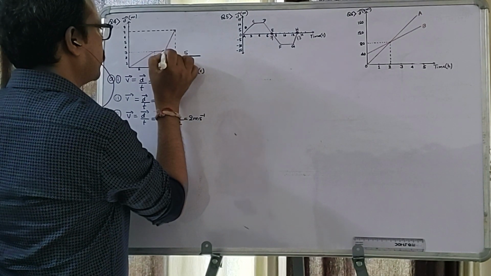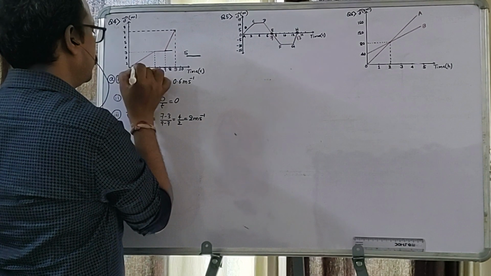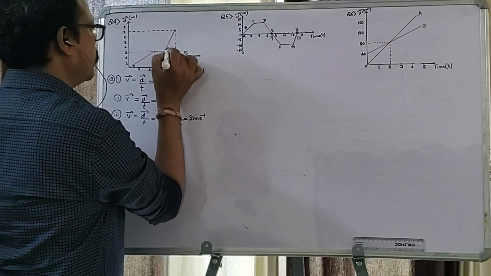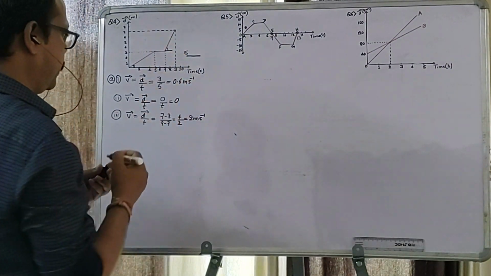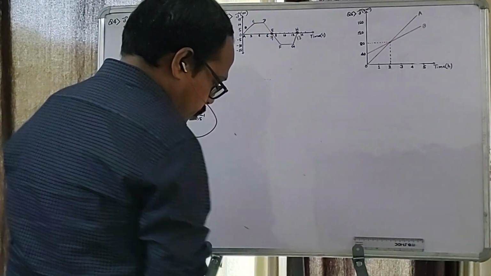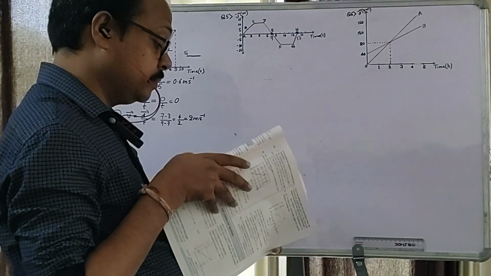Because if you go and calculate the slope, this will be higher. This is much more than this slope. Right? This slope is much more, slope is high. So velocity is high. Right? So let us see the next part, B part, what it says.